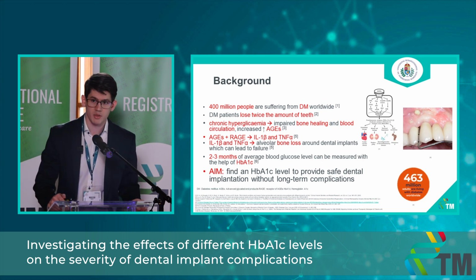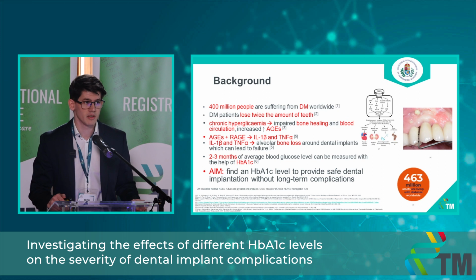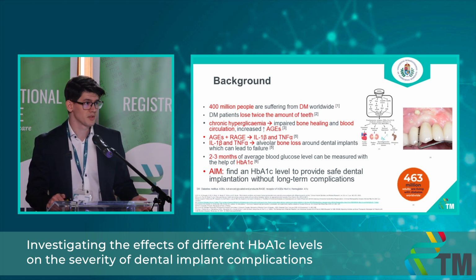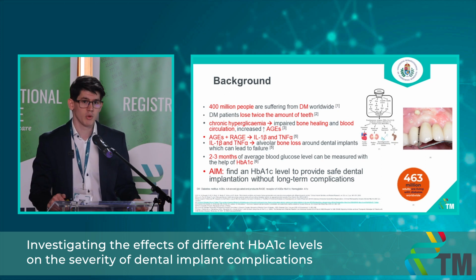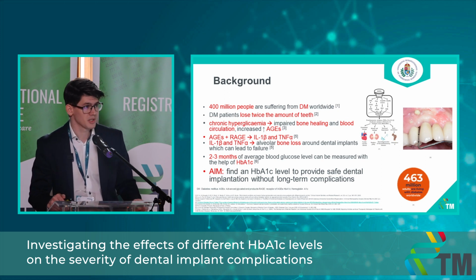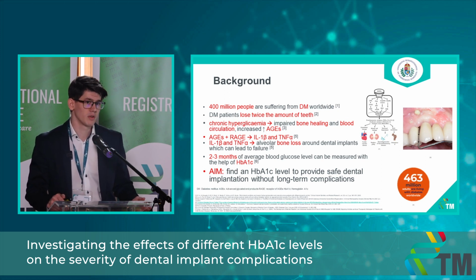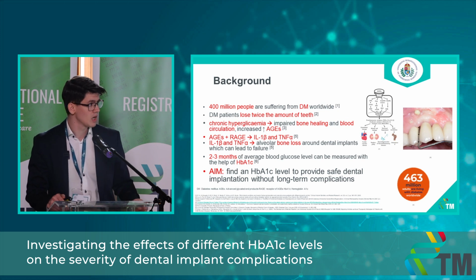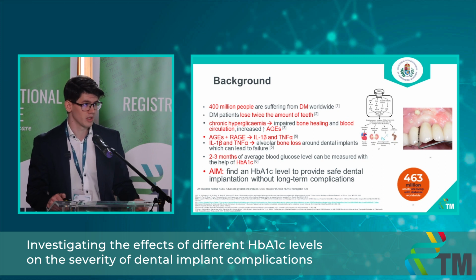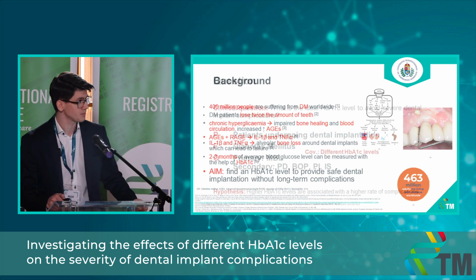These products can interact with their receptors, which are called RAGEs, and they release pro-inflammatory cytokines, the likes of interleukin-1 beta and TNF-alpha. All of these can be found in the periodontal tissue, which means that diabetes mellitus can increase periodontal inflammation, which could lead to alveolar bone loss, both around natural teeth and around dental implants as well. We can measure a patient's last 2 to 3 months of average blood glucose level with the help of HbA1c. Our aim is to find an HbA1c level adequate to provide safe dental implantation without long-term complications.